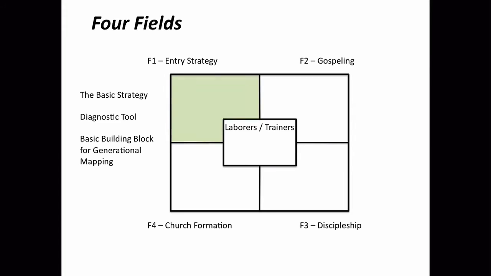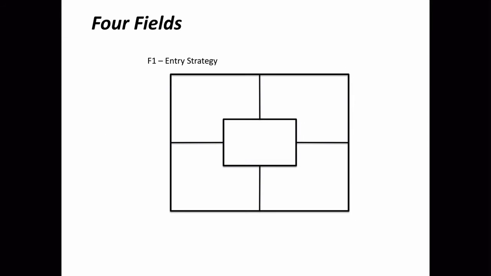The first thing we have is the entry strategy, and then we move on to the evangelistic side of this, gospeling, telling the gospel or sharing the gospel. Then we move on to discipleship, and then we go into group or family or church formation. And then ultimately what we're trying to do is train laborers and trainers for the next generation. So that's the basic strategy: the entry strategy, the gospeling, the discipleship, church formation, and then training laborers. Let's talk about each one individually.